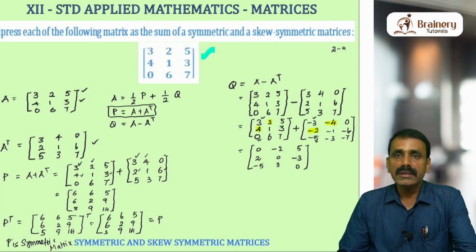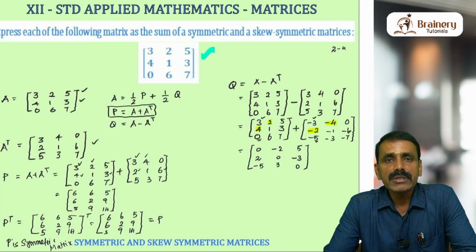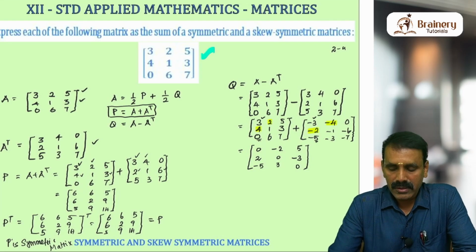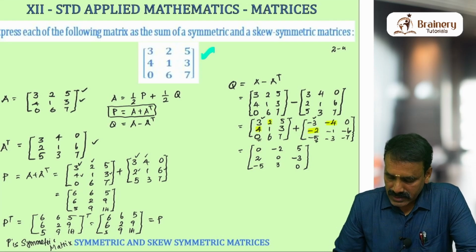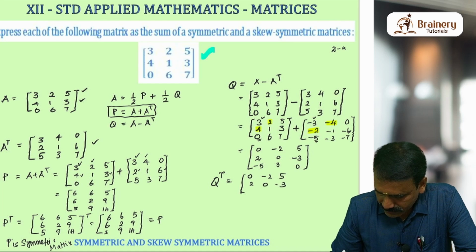Clearly you can see that A minus A transpose is skew symmetric, we have already proved it. But we have to prove here also. It is going to be skew symmetric. So I try to find Q transpose. Q is 0 minus 2, 5, 2, 0 minus 3, minus 5, 3, 0.